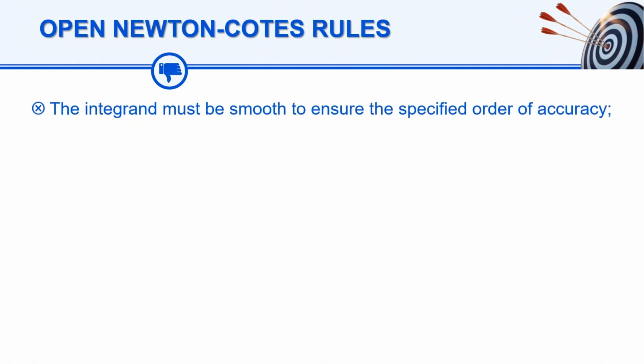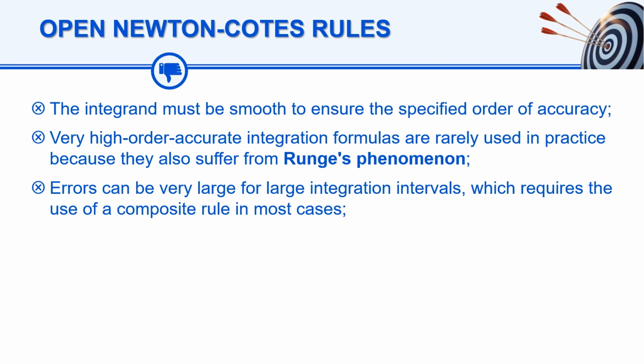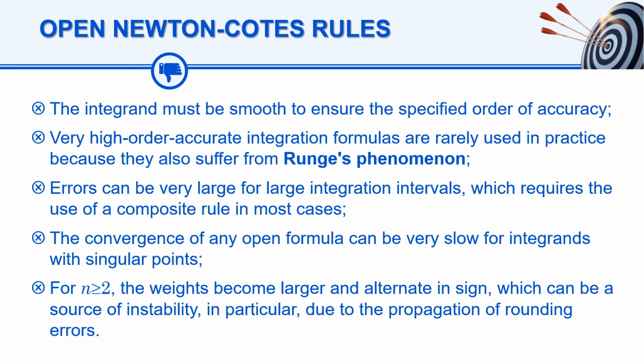The disadvantages of the Newton-Cotes rules are: the integrand must be smooth to ensure the specified order of accuracy. Very high-order accurate integration formulas are rarely used in practice because they also suffer from Runge's phenomenon. Errors can be very large for large integration intervals, which requires the use of a composite rule in most cases. The convergence of any open formula can be very slow for integrands with singular points. For n greater than or equal to 2, the weights become larger and alternate in sign, which can be a source of instability, in particular, due to the propagation of rounding errors.